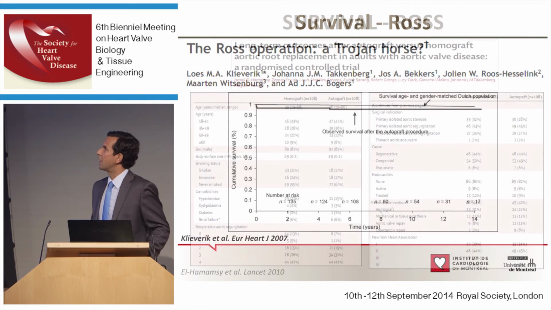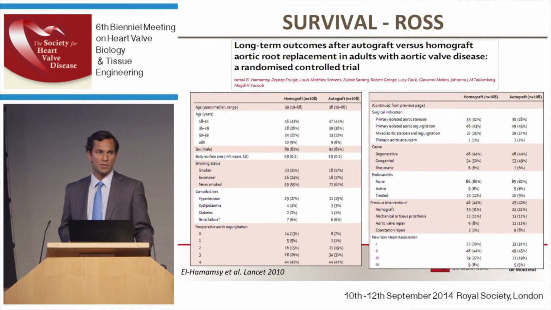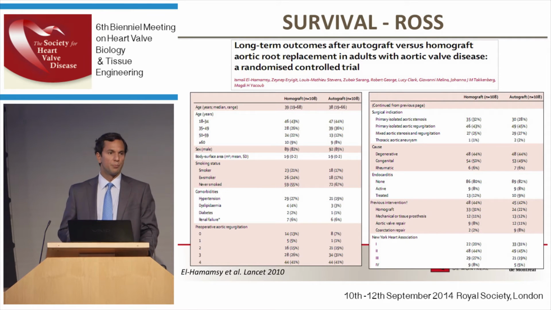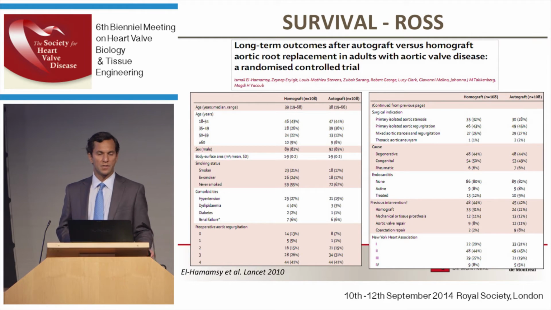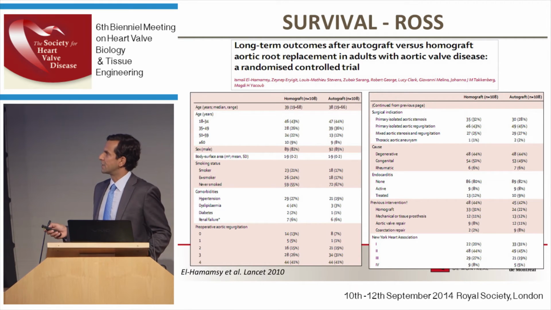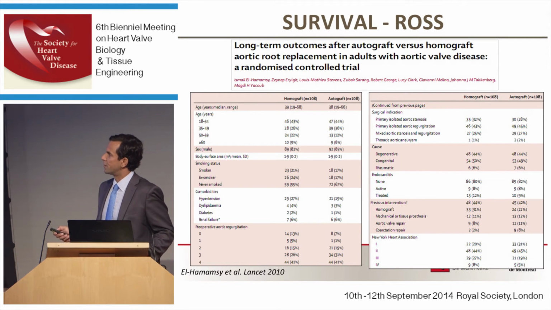And a few years ago, I had the opportunity to analyze data from this prospective randomized trial, which was performed by Professor Yacoub, comparing patients or young adults undergoing either a Ross procedure versus a homograft aortic root replacement. 216 patients were randomized in that study. These were essentially all-comer patients. The mean age of the patients was 39 years in both groups.